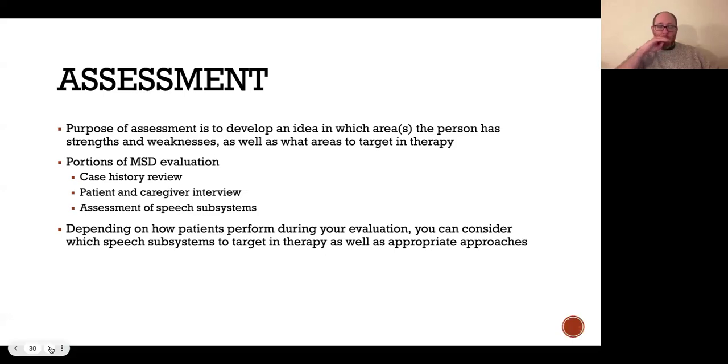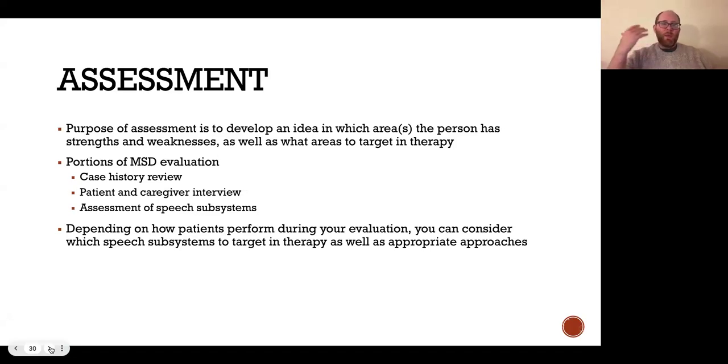Just like any other issue in our field, the purpose of assessment in MSDs is to develop an idea of what areas this person has strengths and weaknesses so that you know what to target in therapy. Overarching portions of a motor speech disorder evaluation include a case history review. So you might look at medical records, in the case of an adult, or if you have a kid who has more of an acquired issue, like they had some sort of issue at birth that resulted in dysarthria, you're going to want to know that.